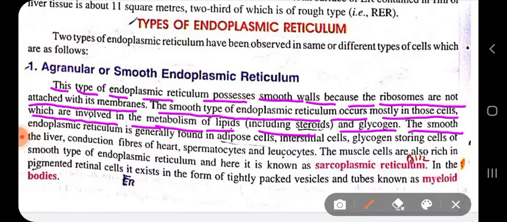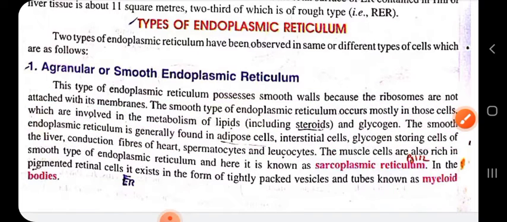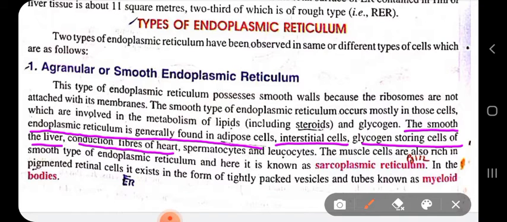Secondly, the smooth endoplasmic reticulum is generally found in adipose tissue, in adipose cells, interstitial cells, glycogen storing cells of the liver, conduction fibers in the heart, spermatocytes, and leukocytes. So where are these smooth endoplasmic reticula found? They are found in the adipose cells, interstitial cells, glycogen storing cells of liver, conduction fibers of the heart, spermatocytes, and leukocytes, which are a type of white blood cells.